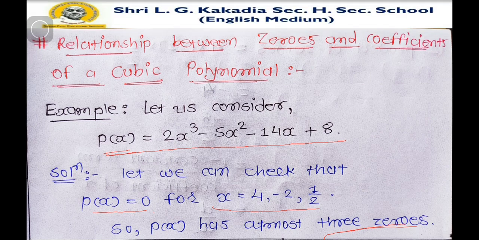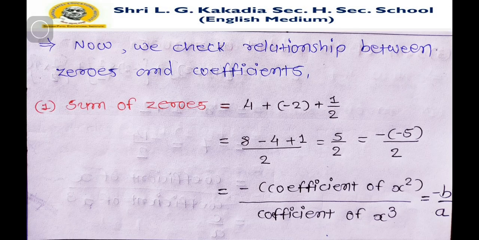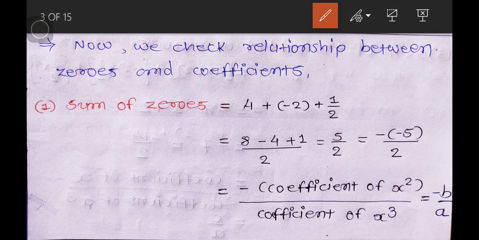Now we check the relationship between zeros and coefficients. We know that for the values of x, 4, minus 2 and half are zeros of the polynomial. So now we find the relationships between these zeros. The first relationship is the sum of zeros. So now we do the summation of the given zeros.